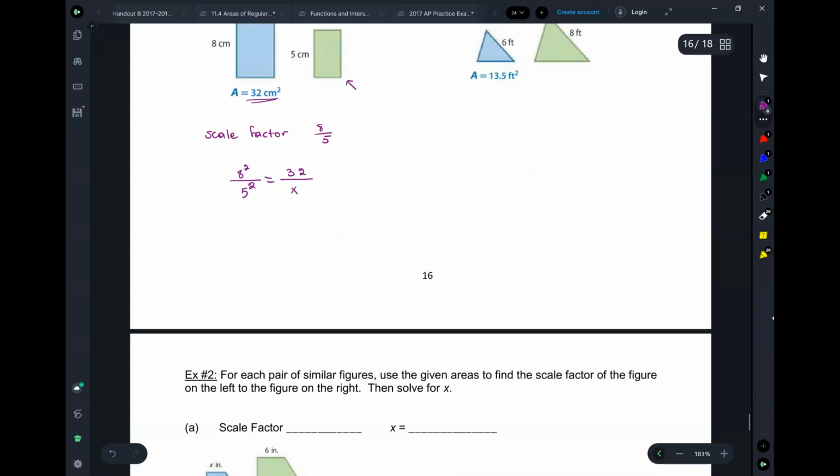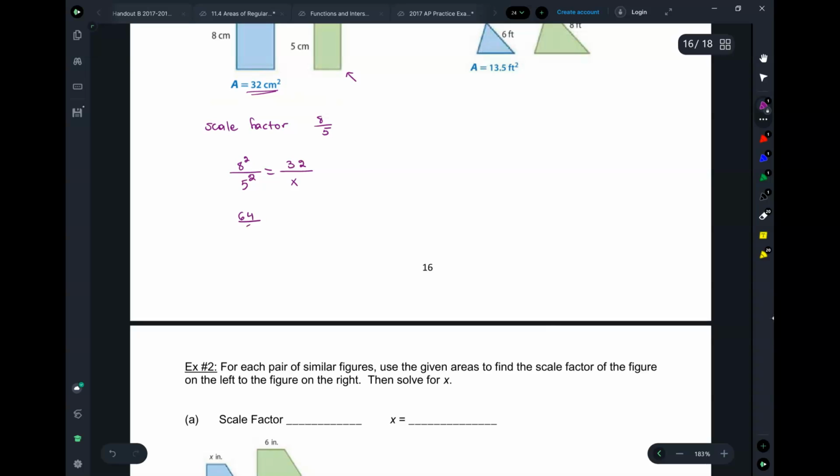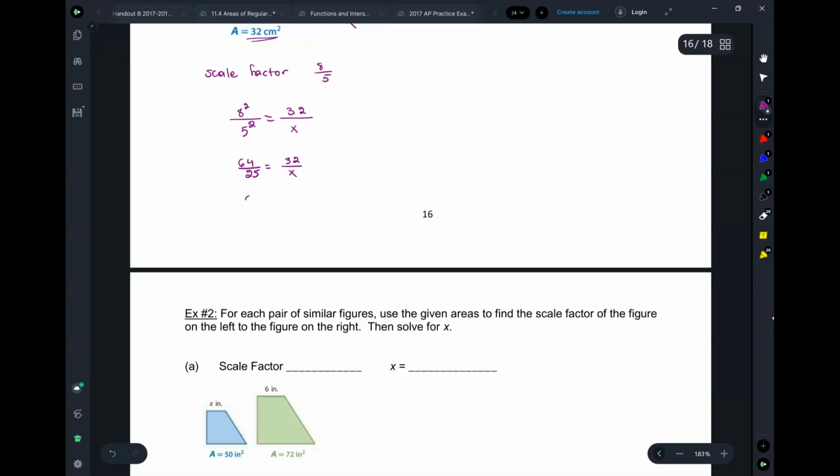And then this is 64 over 25 is equal to 32 over x. Cross multiply: 64x is equal to 32 times 25, which is 800. Now what? Divide by 64, so x is 12.5. Okay, next one.